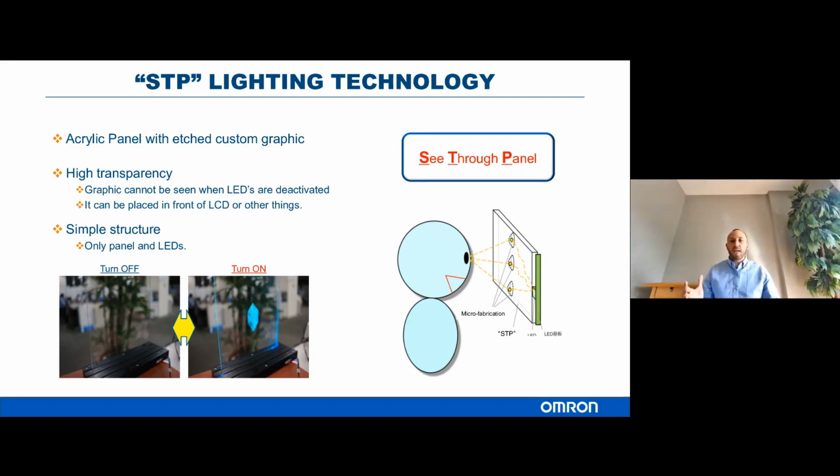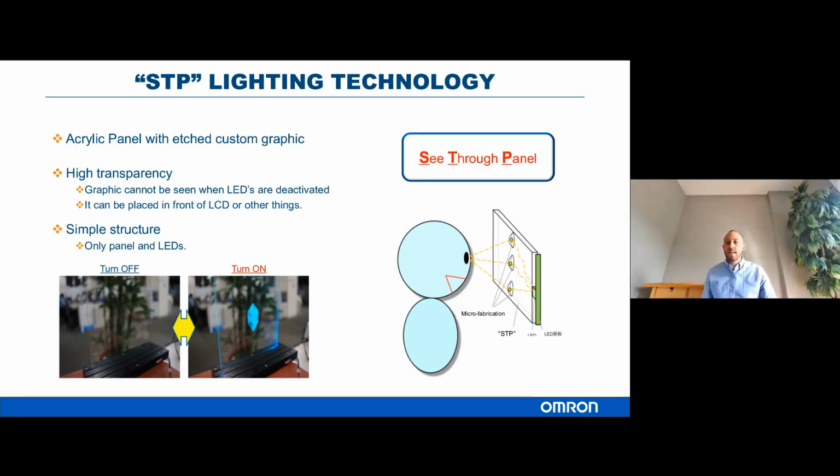And the second feature of it is the transparency. The acrylic panel is transparent. So if you look at the bottom left of the screen, where it says turn off, this is where the LEDs are not activated and the panel is just a transparent see-through panel. But once you activate the LEDs, that graphic or whatever is etched on the panel will activate and be shown.